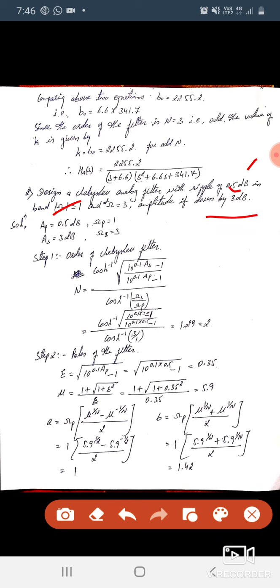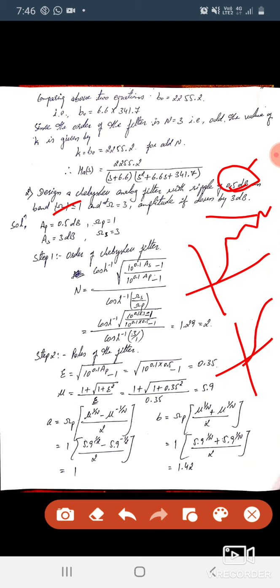Here 0.5 dB means rippling. Actually you should get a constant wave, but here you will be getting a rippling factor. For that reason, attenuation at the pass band is going to be 0.5 dB. Then omega pass band of frequency is going to be 1, and at omega equals stop band, omega s is equal to 3 with the amplitude of 3 dB, means attenuation at stop band is 3 dB.